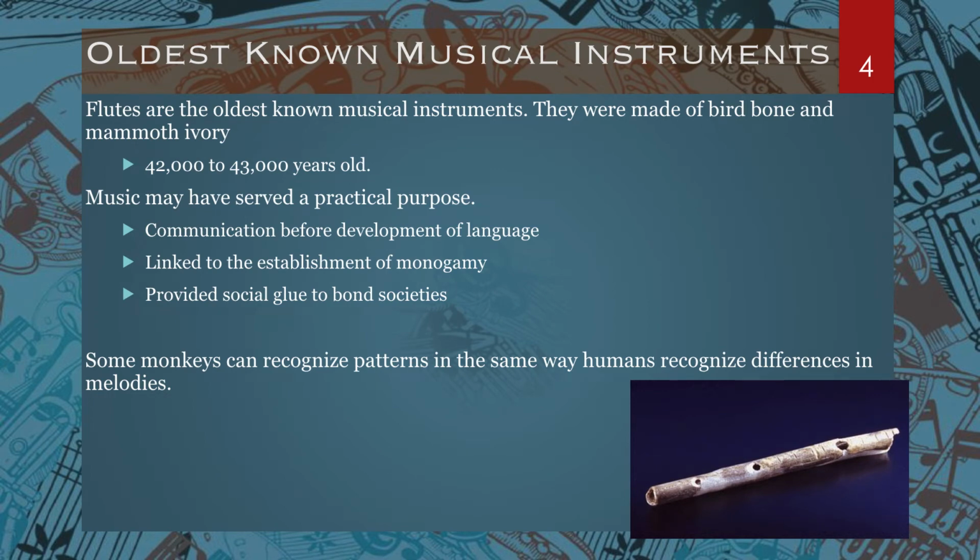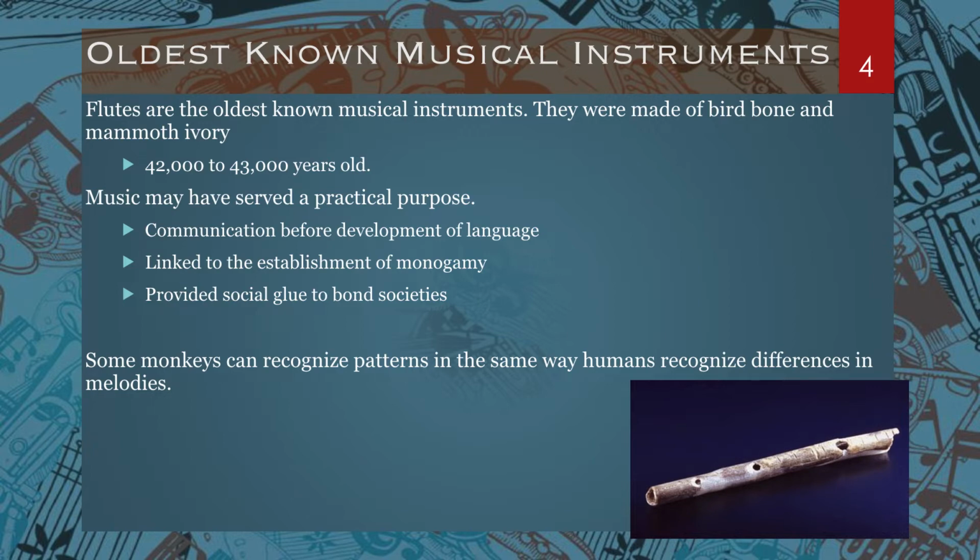So let's start with the oldest known musical instruments. The oldest instruments known are the flute, and these were initially made of bird bone and mammoth ivory. Today we make them out of all kinds of material, including silver and various alloys, to provide the best sound. The first flute that we have on record, as of the time of this recording, is 42,000 to 43,000 years old, and there's a picture of what that flute looks like in the lower right hand corner. Scientists figured out how old that flute was based on carbon dating.